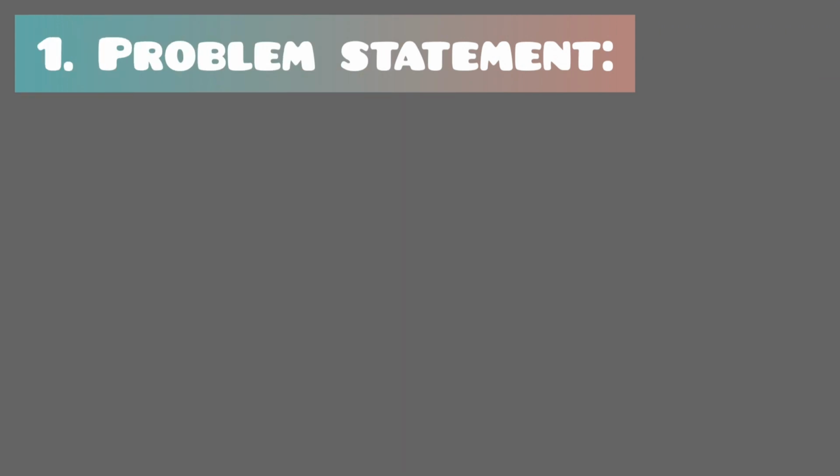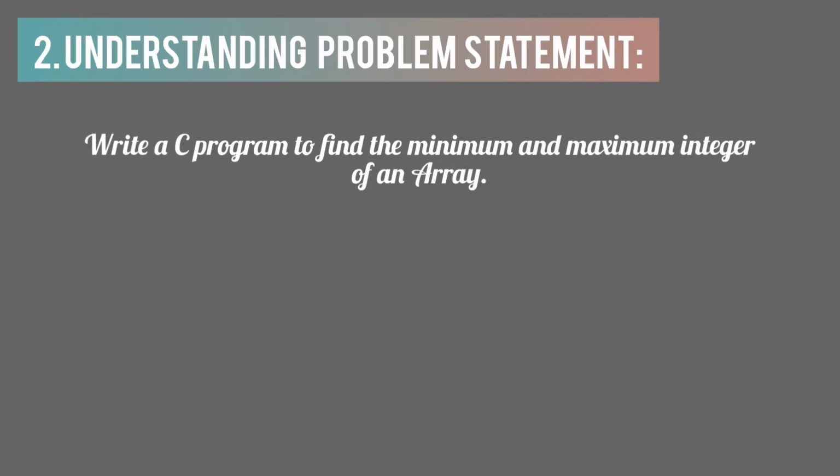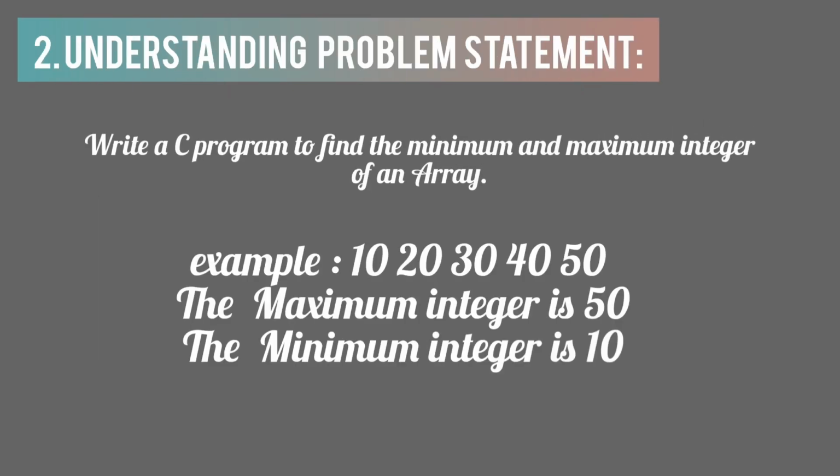Let's look at the problem statement. We have to write a C program to find the maximum and minimum integer of an array. Let's look at the problem statement more closely. For example, if we take an array of 10, 20, 30, 40, and 50, we have to find that the maximum integer is 50 and the minimum integer is 10.